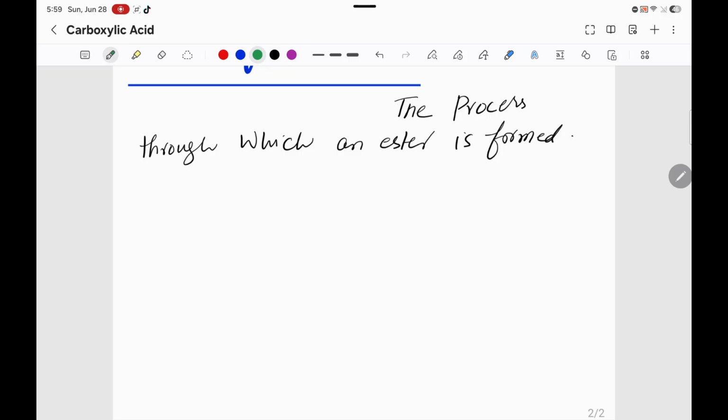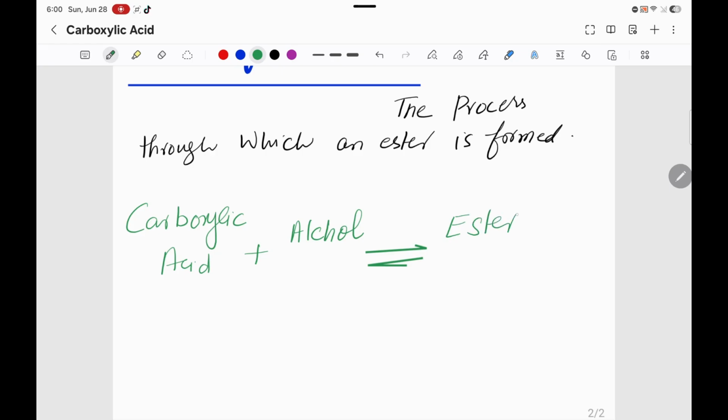An ester is formed when we take our carboxylic acid and we react it with any alcohol. So it is being converted into an ester and water is also produced as a byproduct.